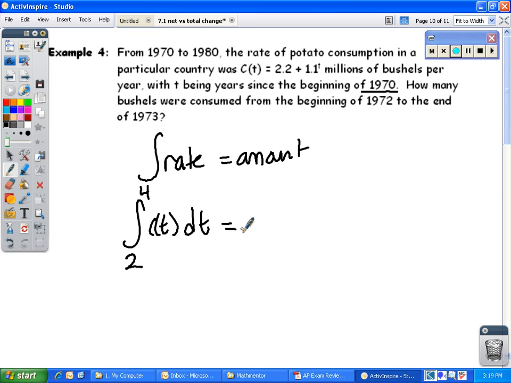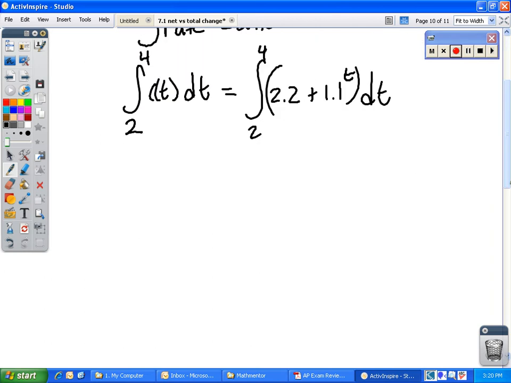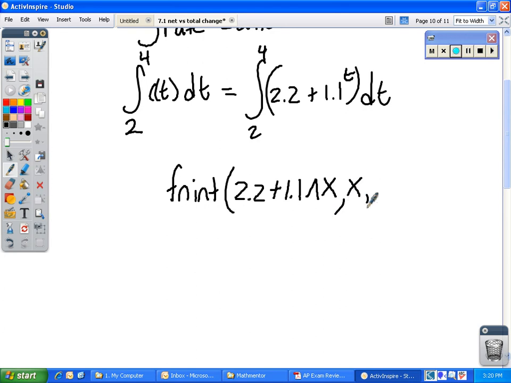Now, since this is something that I'm not exactly sure how to integrate, or at least you guys don't have a rule for right now, 2.2 times 1.1 to the t dt, we haven't done anything like that, I'm going to suggest you use your calculator for this one. And your calculator, if you remember how to integrate on your calculator, it's Math 9, which is fnInt. We're going to type in our equation, 2.2 times 1.1 caret x, because that's our variable, comma x, the variable, comma 2, comma 4. That's your lower bound and your upper bound. So 2.2 times 1.1 caret x, comma x, comma 2, comma 4.